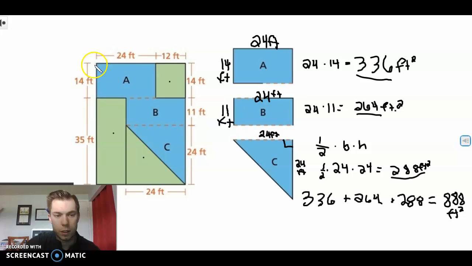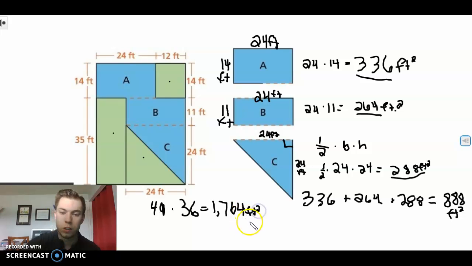So when you find the area of the total rectangle, you would take 49. Now how you get 49 is 35 plus 14 that side, multiplied by 36. 36 you get by adding 24 and 12 together. When you do that, you get a total of 1,764 feet squared.